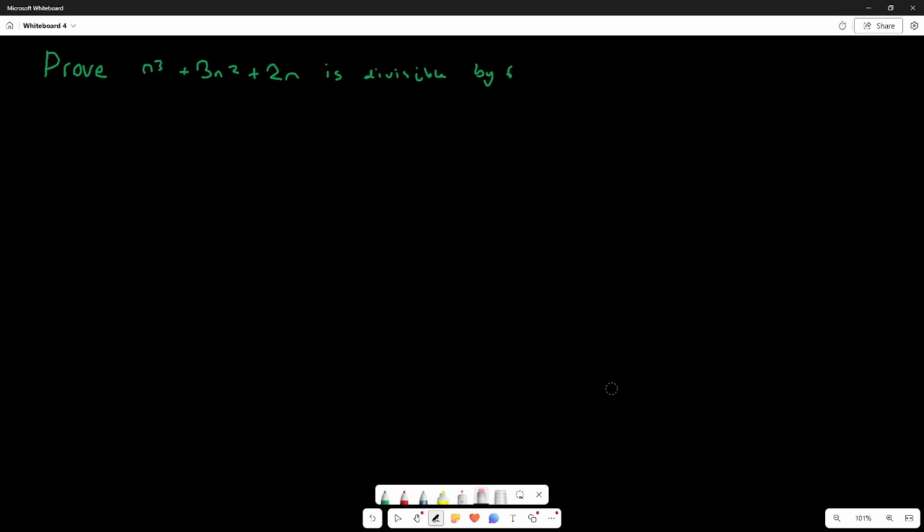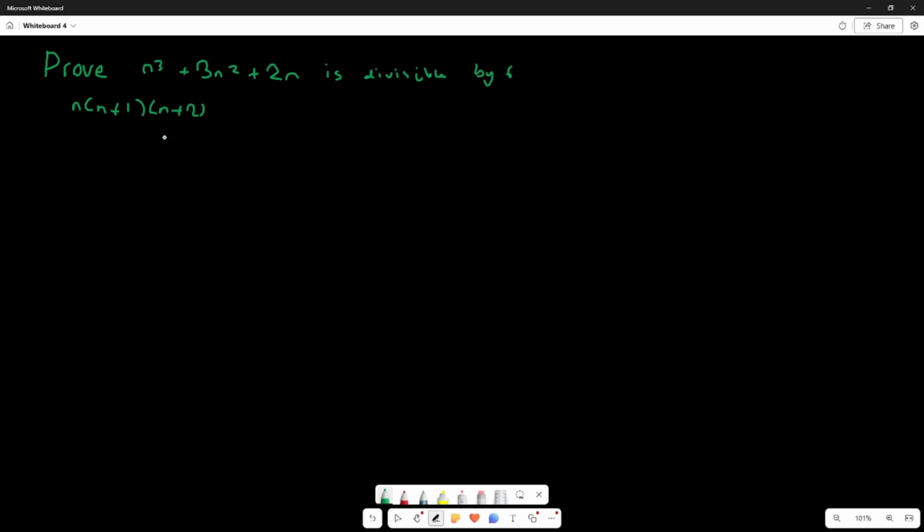n squared plus 2n is divisible by 6. Now, the expression factors out as n, n plus 1, n plus 2. It's the product of 3 consecutive integers as well. One of the integers must be even, and one of the numbers must be divisible by 3.